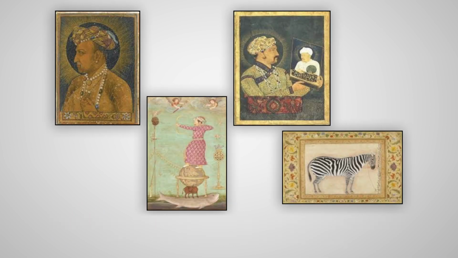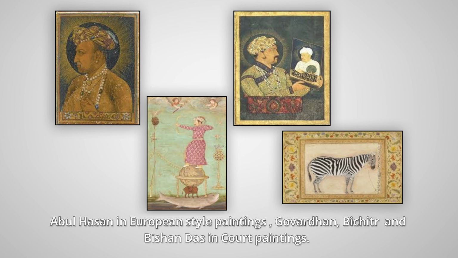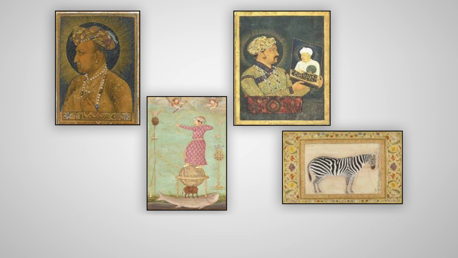Like Ustad Mansoor in fauna and flora, you can see here the painting of a zebra, which is painted by Ustad Mansoor. Abul Hassan in the European style paintings, you can see a painting of Jahangir, where he's shooting the head of a person and he's standing on a globe, and the globe is standing on a cow and on fish. That is part of Hindu mythology. And you can see the European angels who are bringing a crown to the head of Jahangir. You can also see the bust of Jahangir in a very European fashion, and in one of the paintings, he is holding a picture of his father Akbar.